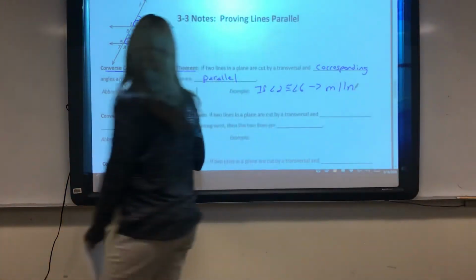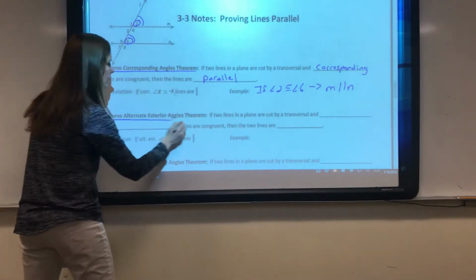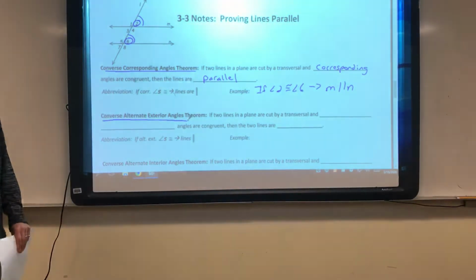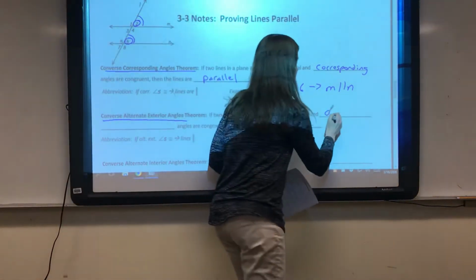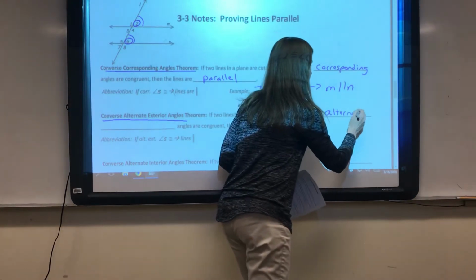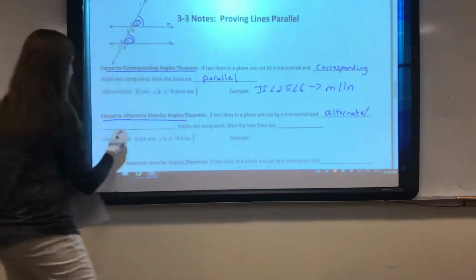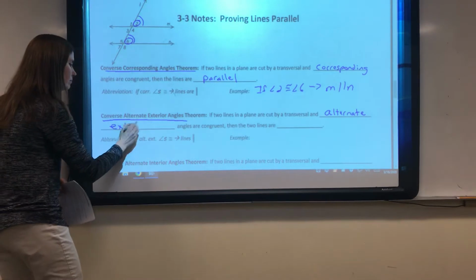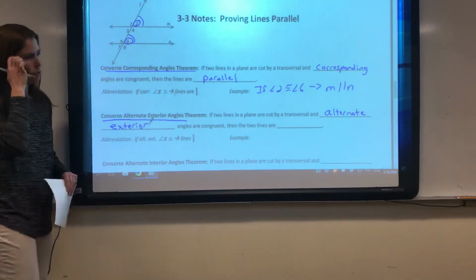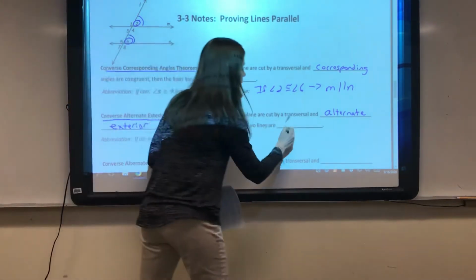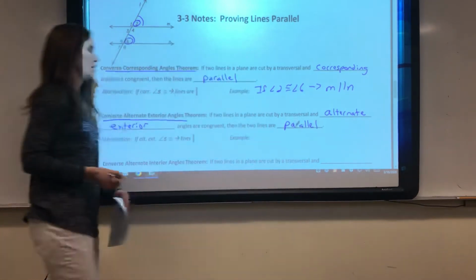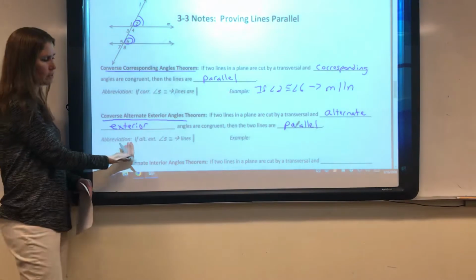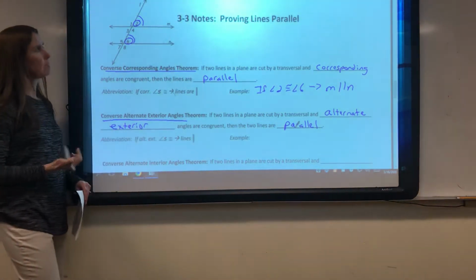The converse of the alternate exterior angle theorem is saying if two lines in a plane are cut by a transversal and alternate exterior angles are congruent, then the two lines are parallel. Okay, so again, here's our abbreviation. If alternate exterior angles are congruent, then the lines are parallel.